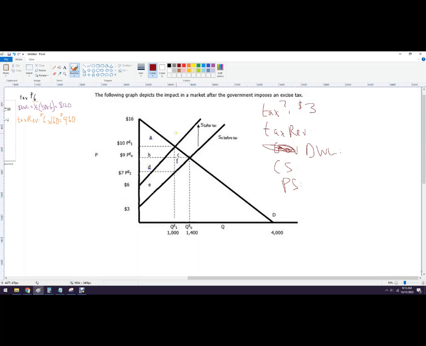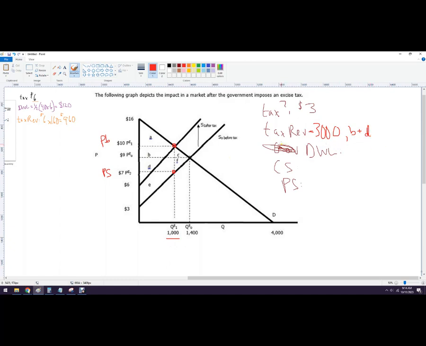And then we're going to find S plus tax. Where does that hit the demand curve? It's right here. So this is PB. The price the buyers pay is going to be 10. We're going to subtract 3 from that. That's what the sellers get to keep, 7. This is PS. And the tax revenue is going to be $3 times the new quantity. So that would be 3,000. If you were looking at letters, it would be B and D. So B plus D, the area of those two things.